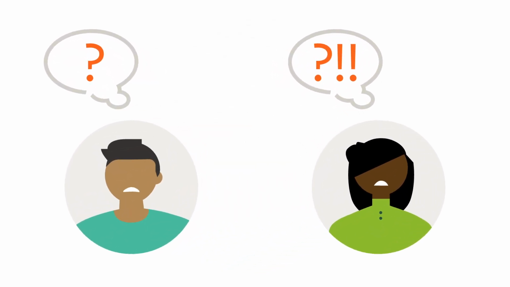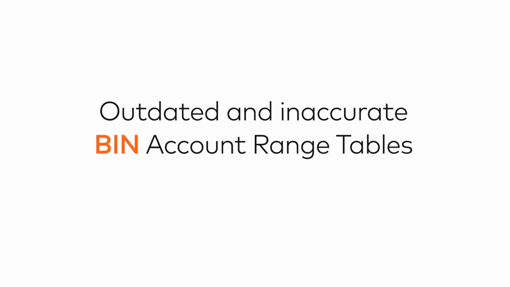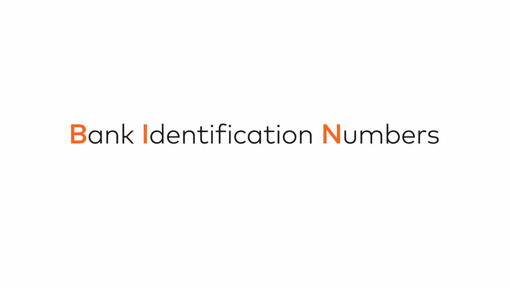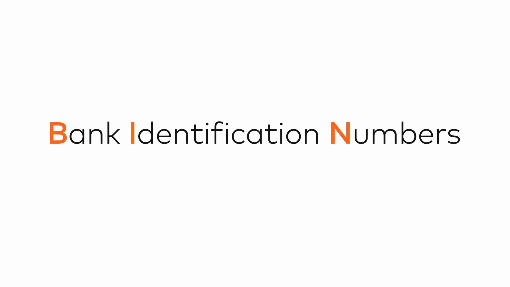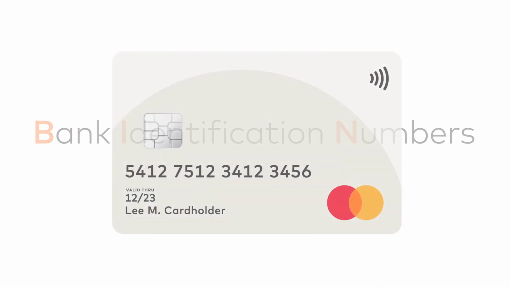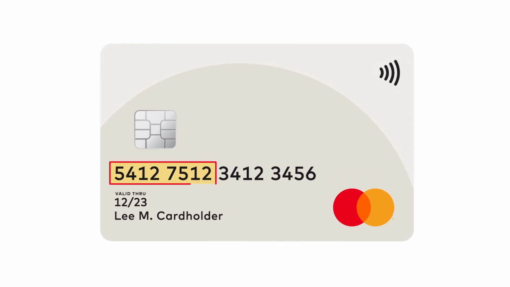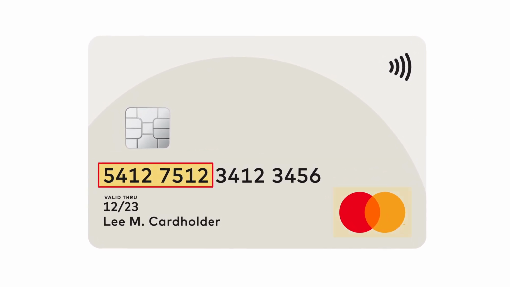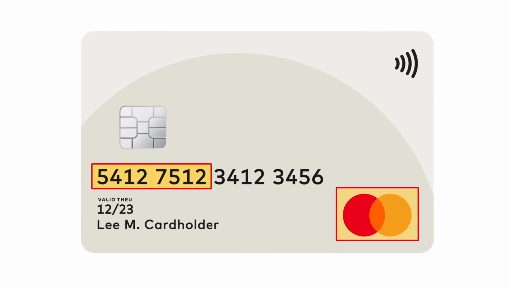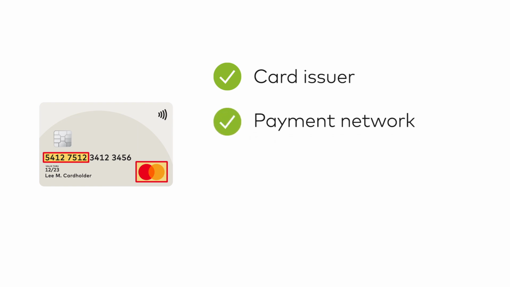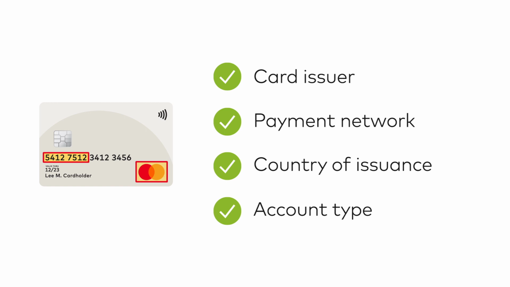But here's the cause: outdated and inaccurate BIN account range tables. BINs are bank identification numbers, and they're crucial to the payments ecosystem. They're the first 6 to 8 digits of any credit, debit, or prepaid card used to identify the issuing bank and payment network. A BIN account range table is a list of instructions that provides parties in the payment ecosystem with accurate and current account range assignment information to assist with transaction routing and decisioning.